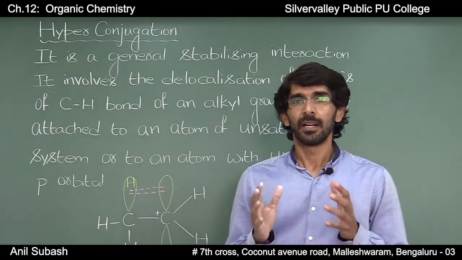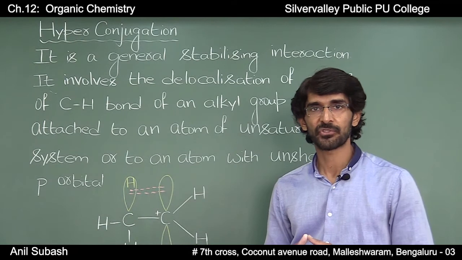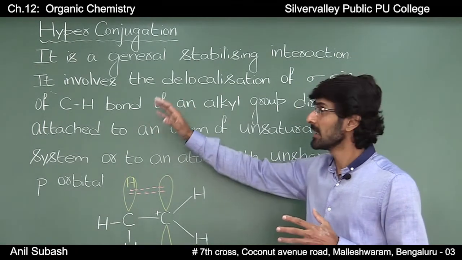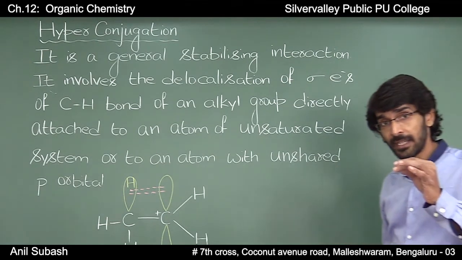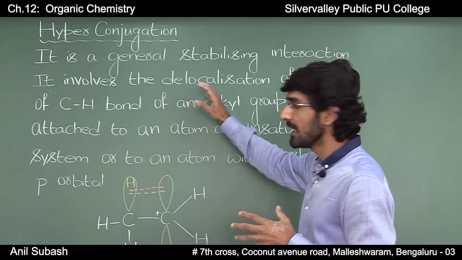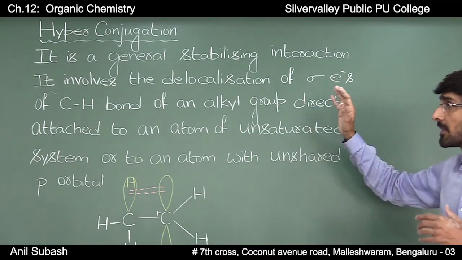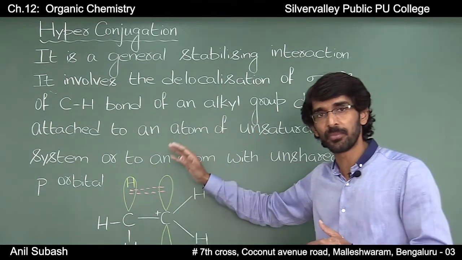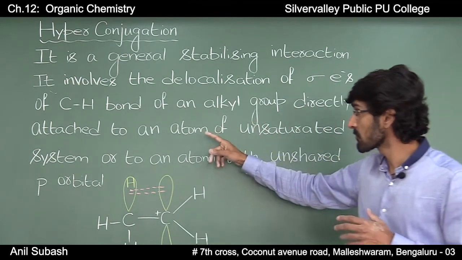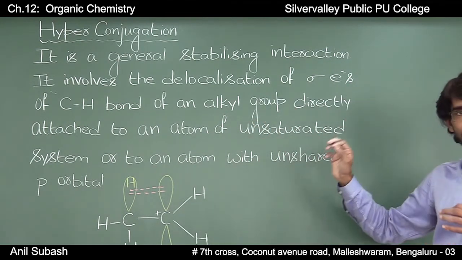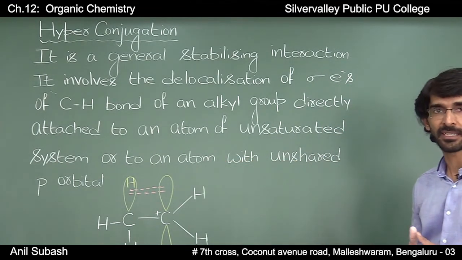Hyperconjugation. Hyperconjugation is one of the most important phenomena in organic chemistry. Hyperconjugation is a general stabilizing interaction, and it involves the delocalization of sigma electrons of a carbon-hydrogen bond of an alkyl group directly attached to an atom of an unsaturated system or to an atom with an unshared p orbital.